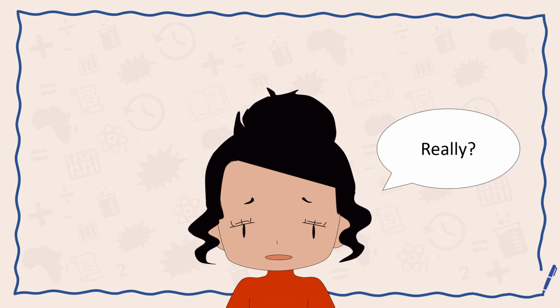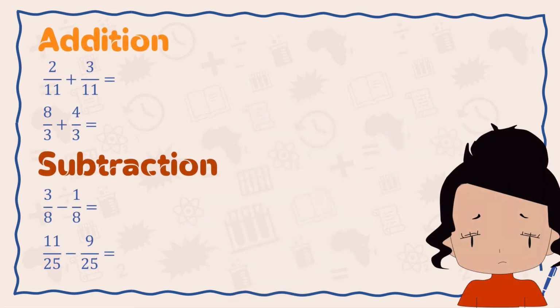Let me show you why. So for the addition and subtraction of similar fractions, we're going to do these steps. So first, we're going to copy the denominator. Then, looking at the operation sign, it's plus, so we're going to add the numerators. So 2 plus 3 is equal to 5.